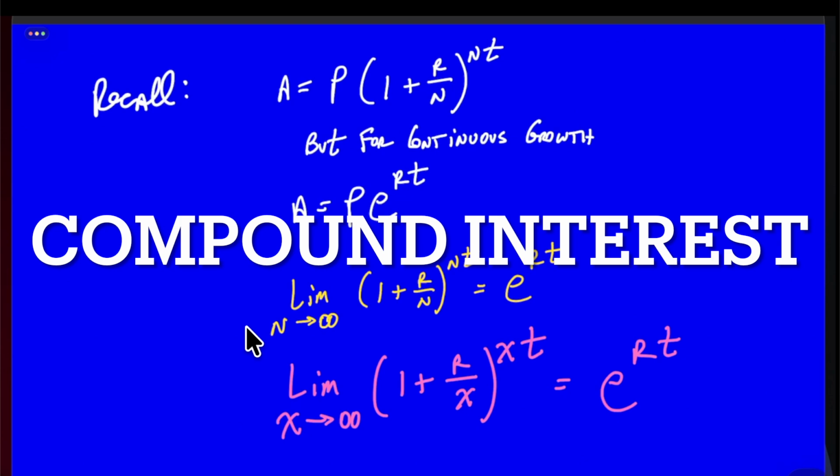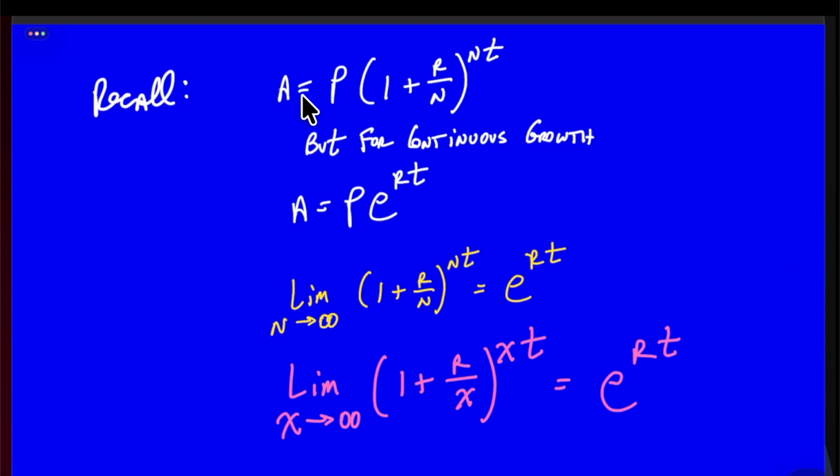Folks, we recall during our discussions about compound interest that this was the formula to determine the amount after a certain amount of time when a principal was growing at a compound rate of r, and this compound rate is applied n times per year. So if the rate was applied monthly, n would be 12. If it was weekly, n would be 52.